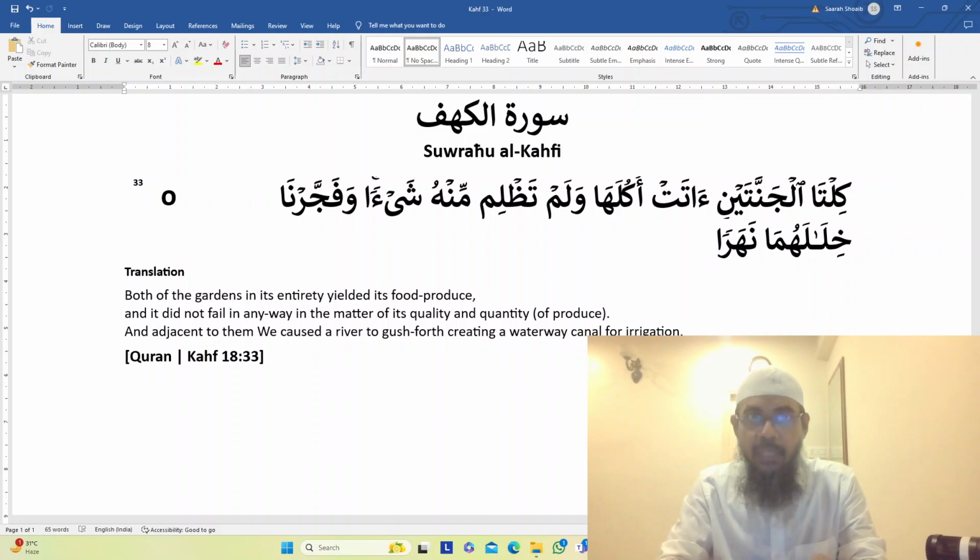Really, really tricky. And both and in its entirety together, they combine to give the meaning of kilta or represent the meaning of kilta in the English language. Both of the parts are required. Both as well as in its entirety. Okay. So kilta al-Jannataini atat ukulaha. Both of the gardens in its entirety yielded its food produce.